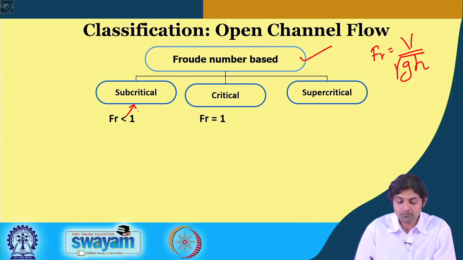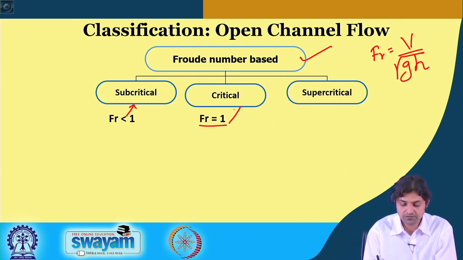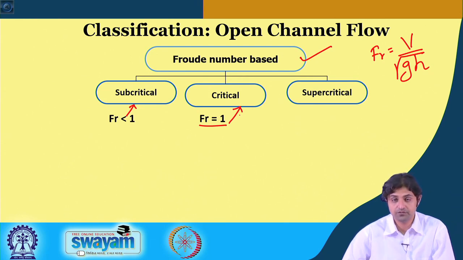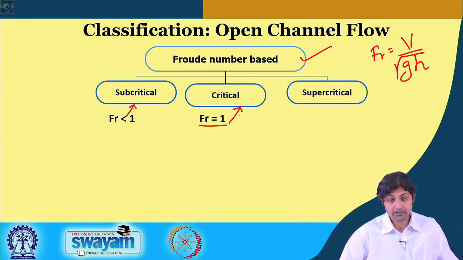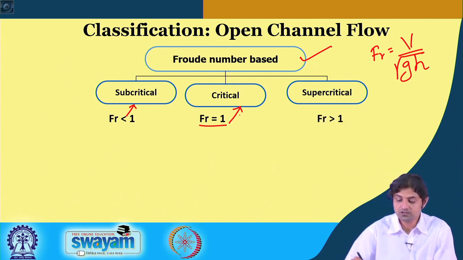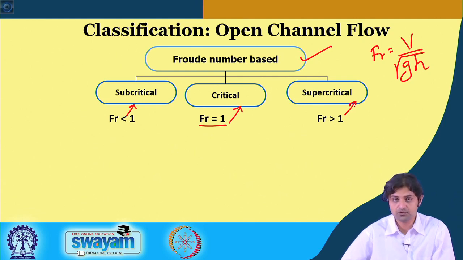If the Froude number is equal to 1, the flow is called critical open channel flow. And very obviously, if the Froude number is more than 1, it is called supercritical flow. Quite easy to understand.